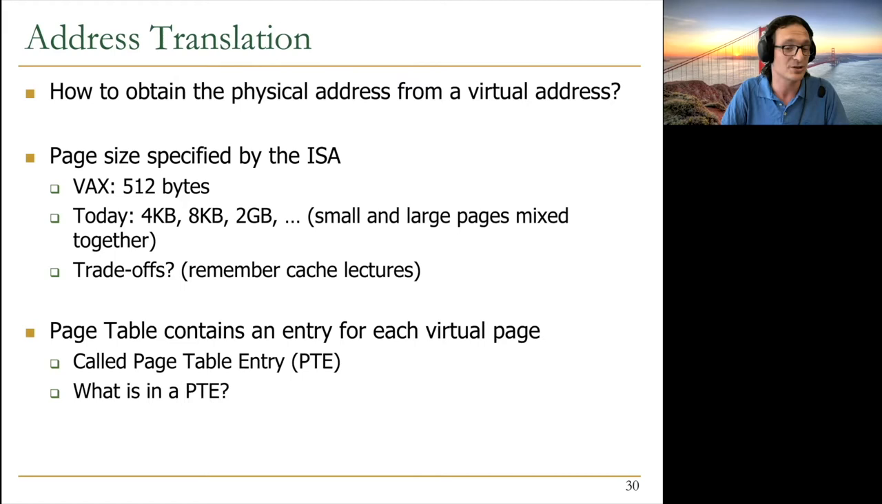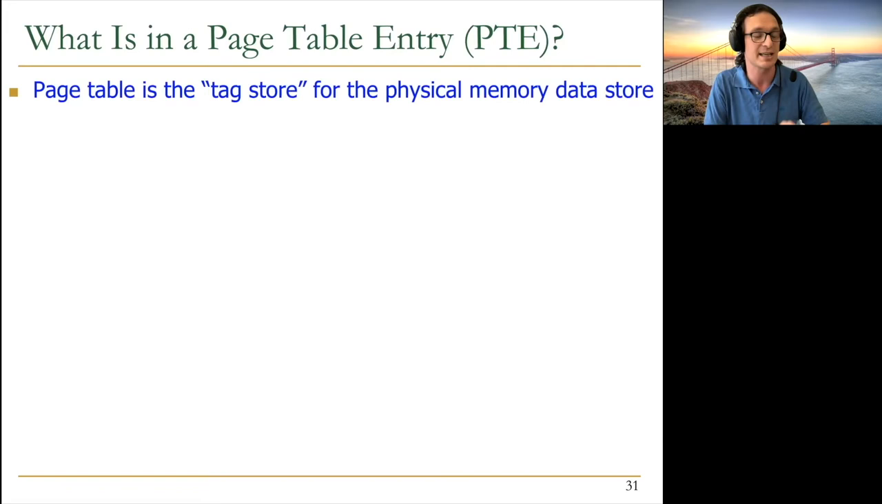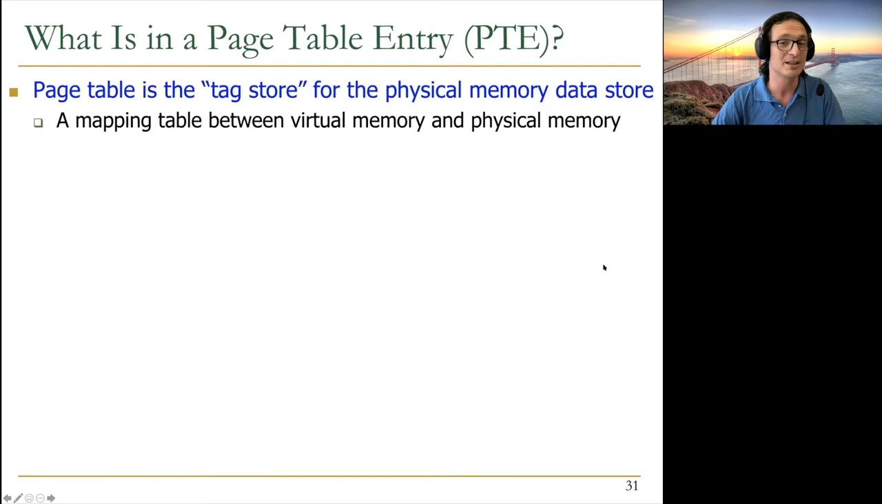So let's take a look at what's in a PT, what's in a page table entry, because it's going to be interesting. We saw some things, but let's take a look at it more. So a page table is a tag store for the physical memory data store. It's a mapping table between virtual memory and physical memory. And a page table entry can be thought of as a tag store entry for a virtual page in memory.